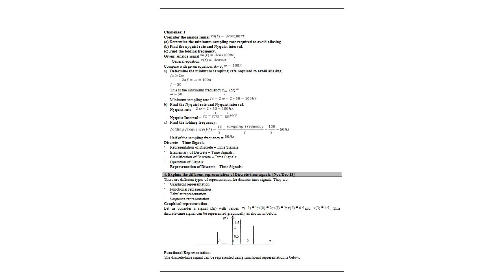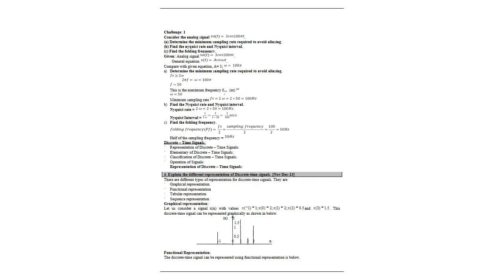So here is one of the challenges. Consider the analog signal xa(t) equal to 3 cos 100 pi t. We have to determine the minimum sampling rate required to avoid aliasing. Then we have to find the Nyquist rate and Nyquist interval. Also find the folding frequency. So this is the problem, and here we are going to find it out.